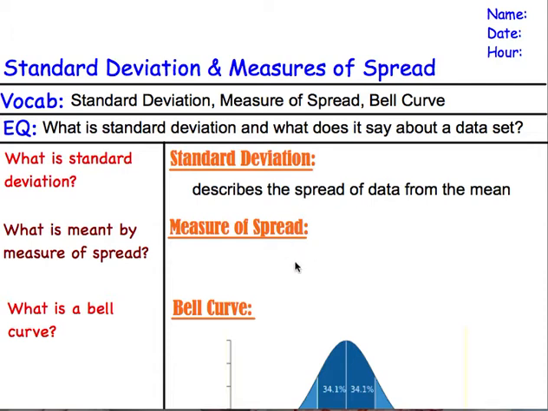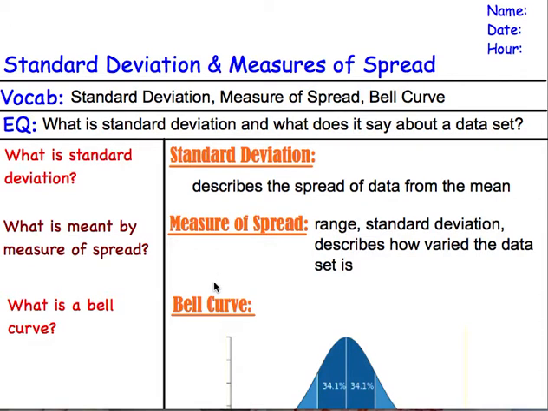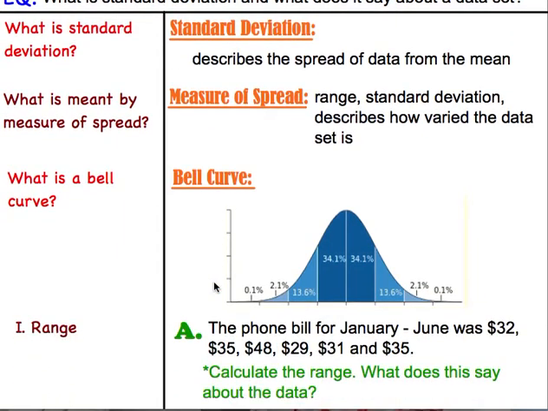Measures of spread is going to be that idea of the range, with the standard deviation, to describe how varied or different the data set is. A great example of talking about measure of spread is our bell curve. As you can see here, a bell curve is this normal distribution of data. If you take a look at this picture, you will see that we have this line right here. This line represents our mean.